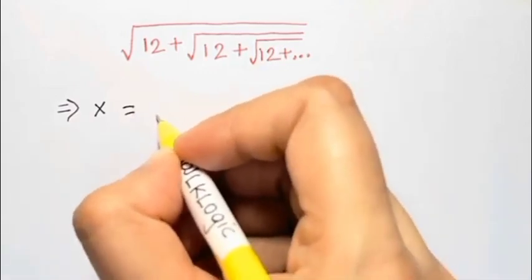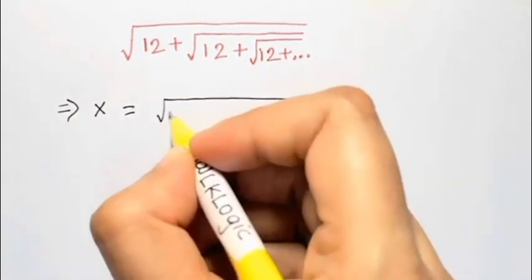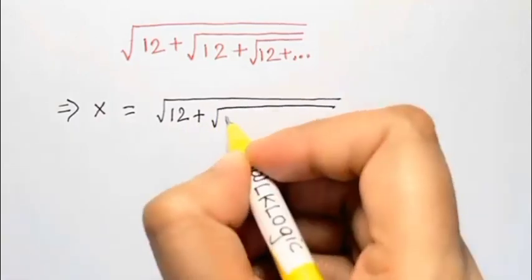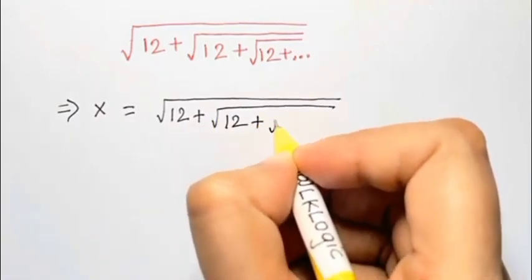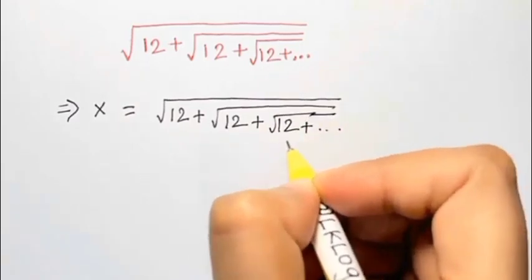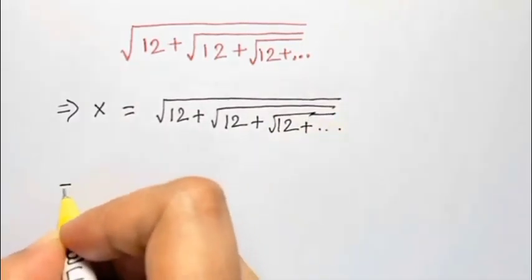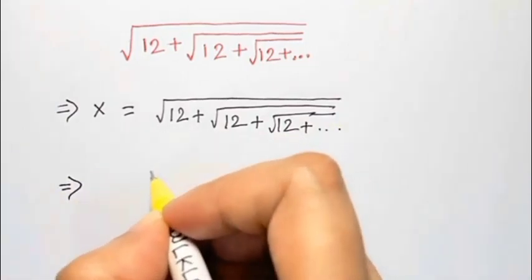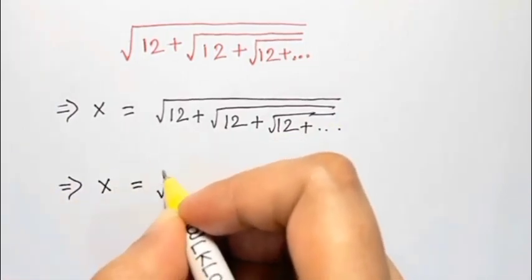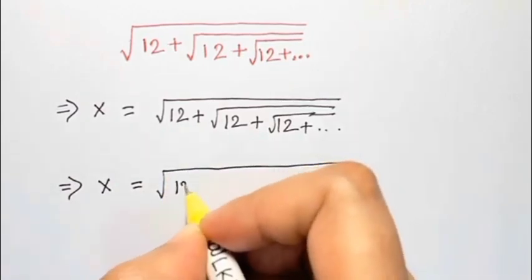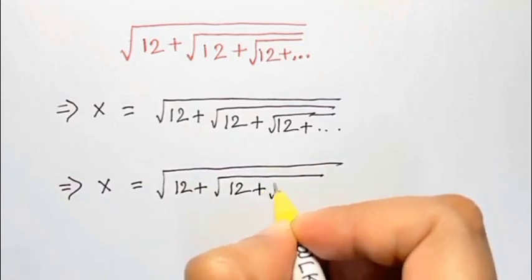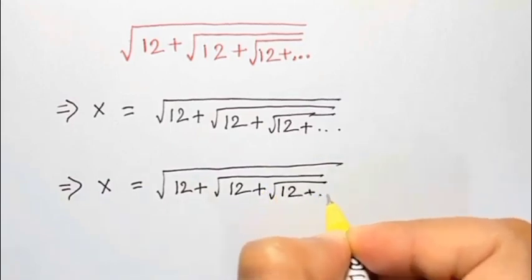Let x is equal to square root of 12 plus square root of 12 plus square root of 12 plus and so on. It continues. Now the second step would be squaring both sides. So when we square both sides, what happens? This is the equation. 12 plus square root of 12 plus square root of 12 plus and so on.